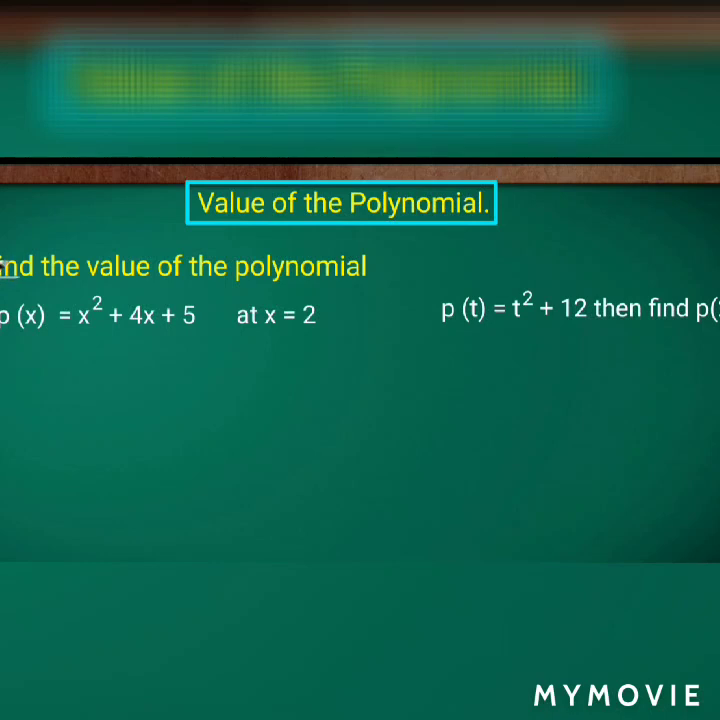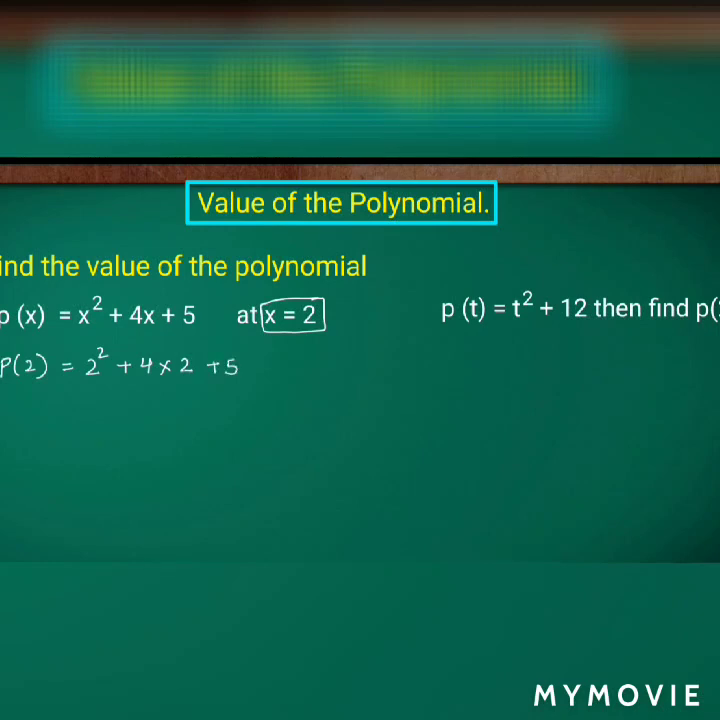So here p of x equals x square plus 4x plus 5 at x equals 2. If you observe, we are given the value of x here. The only thing is we have to substitute the value of x in the given expression, that is, in the place of x we are going to substitute the value 2. Just put the value 2 in the place of x. So instead of x square, what do we have to take? 2 square plus 4 into 2 plus 5.